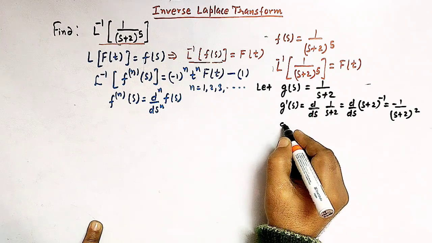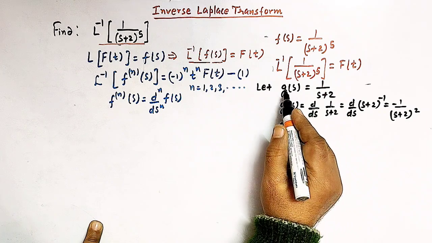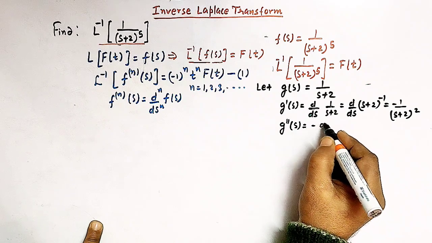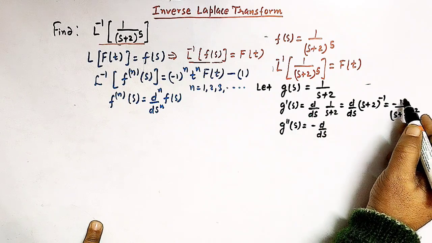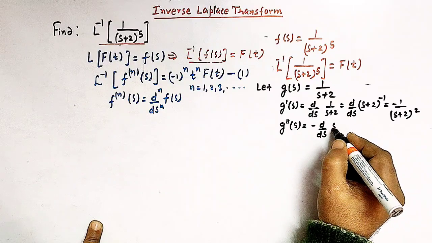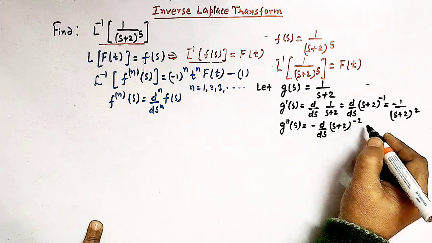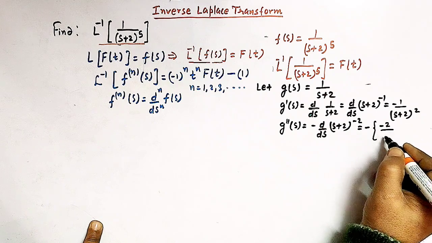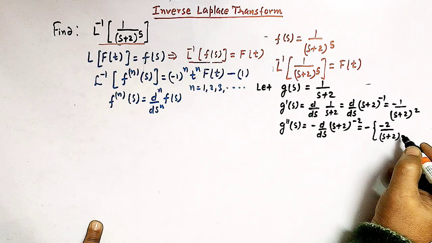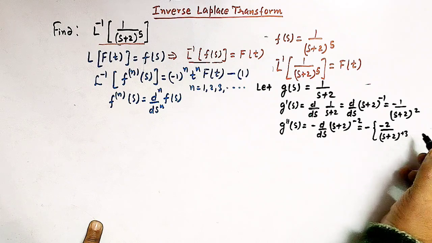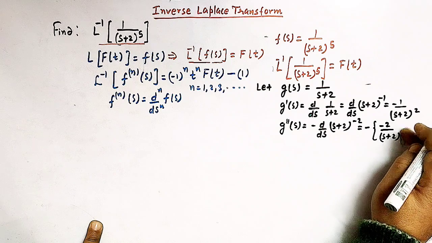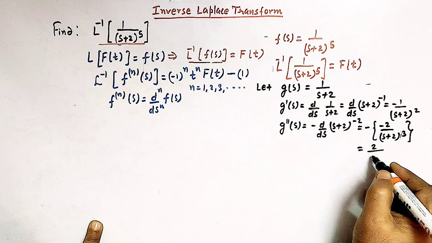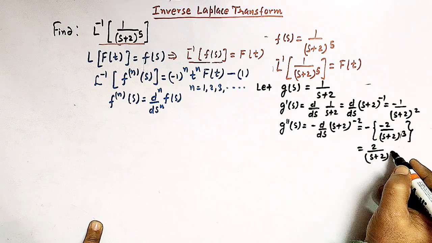Now let us take the second derivative of g(s), that is g''(s), and we have minus d/ds of this expression, so we have (s plus 2) raised to minus 2. So now we can write minus, and then we have minus 2 over (s plus 2) raised to minus, here we have positive 3. So here we can write plus 2 over (s plus 2)^3.